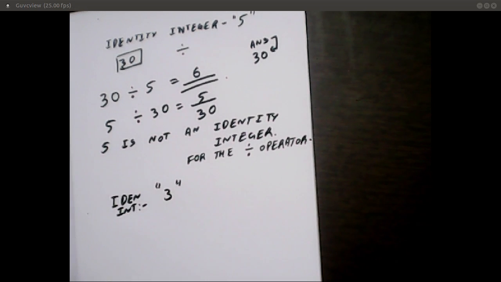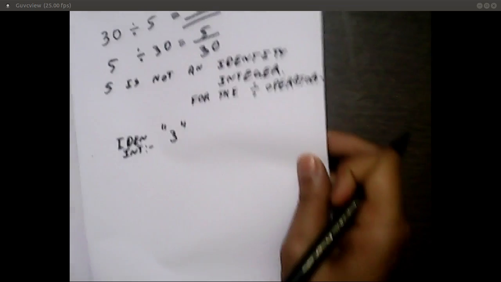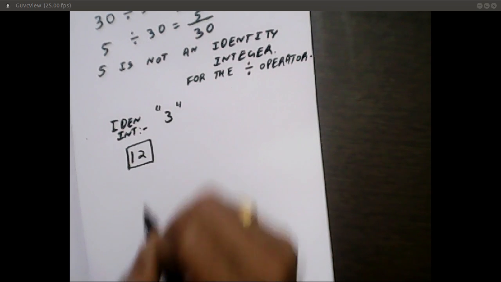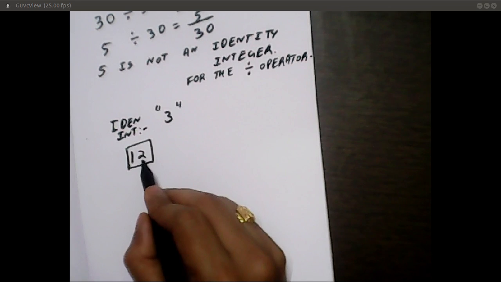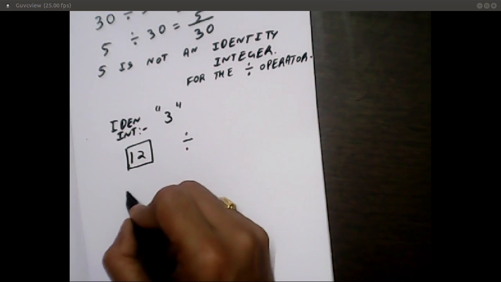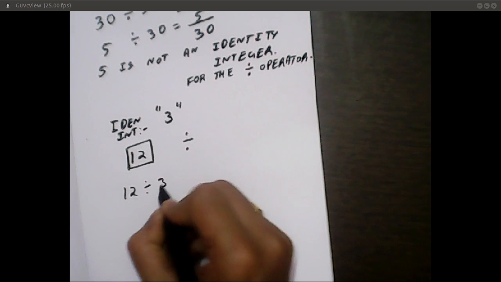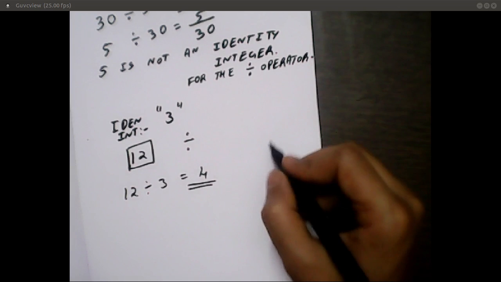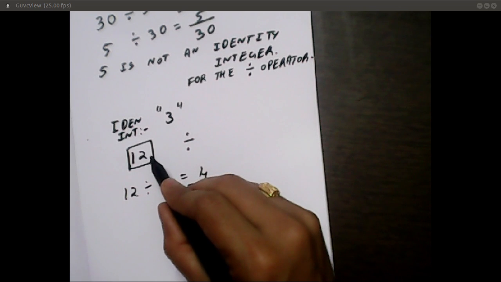Now let's do another random number. Now let's take the random number 12. Right, let's divide, and our operator is still division. Let's divide 12 with 3. 12 divided by 3. What is the answer? The answer is 4. Is it the same as 12? No, it is not the same as 12.